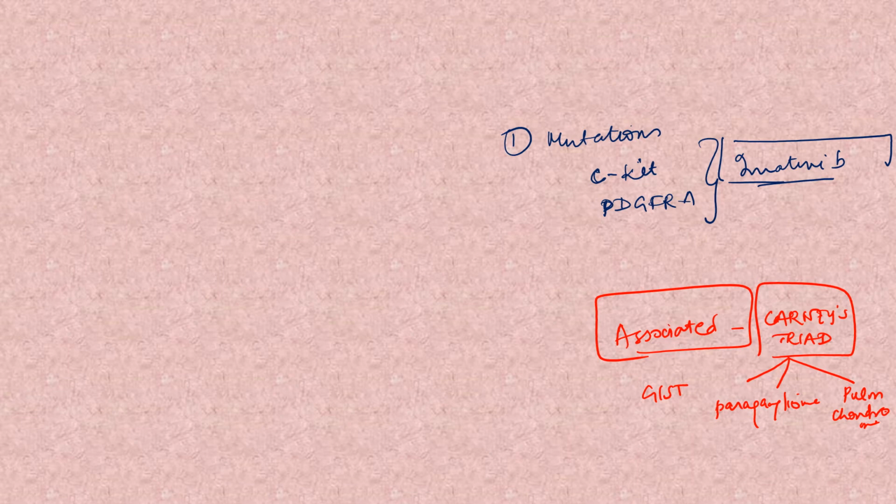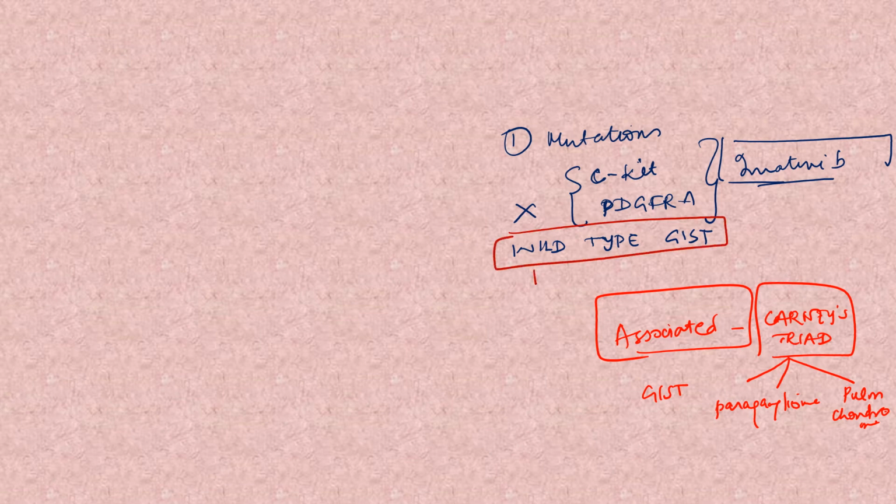Okay, so what do you call a GIST that doesn't have these mutations? If a GIST doesn't have these mutations, we call them wild type GIST. In the wild type GIST, you have one particular, very few GIST which can have one type of mutation called SDH mutations or succinate dehydrogenase mutations.